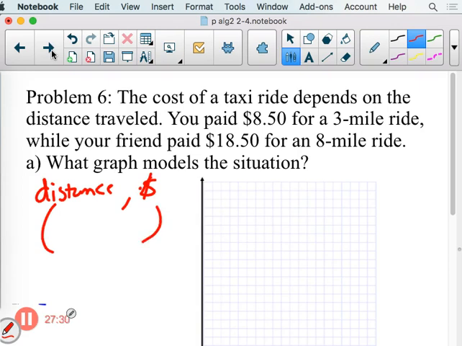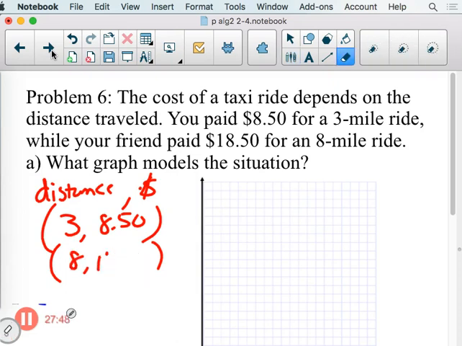So we would want distance, comma, money for our ordered pairs. So what's the first ordered pair that we see up there? And then there's another one later on for your friend. What's that one? Yep. Oops. My hand is not keeping up with my brain. There it is, 18.50. What graph models the situation?